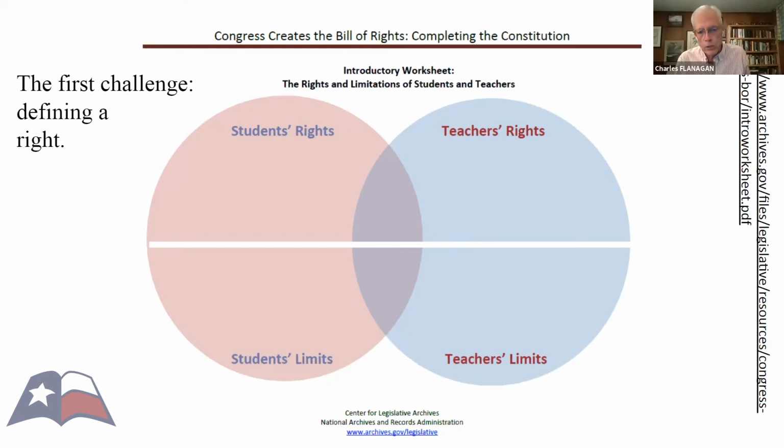If you think about a student's rights in your classroom, a student has a right to safety. A student has a right to learn. A student has a right to be treated with respect. And if you think about a teacher's rights, a teacher has a right to run the learning environment. The teacher has the right to set the pace for instruction. And the teacher's limits: they have to teach what's on the curriculum. They have to treat the students with respect. They have to make sure that the students are in a safe learning environment.